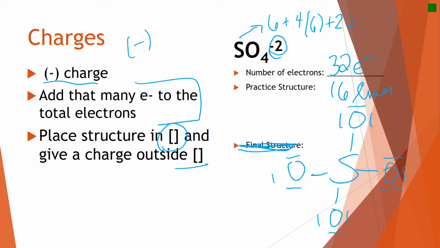Sulfur in this case only has 8 for this particular drawing, which we'll learn about. SO4 actually has some other structures that are possible with the -2 charge, but we're going to end it here. I'm going to put brackets around it. I'm going to give its charge of a -2. So this is its structure.